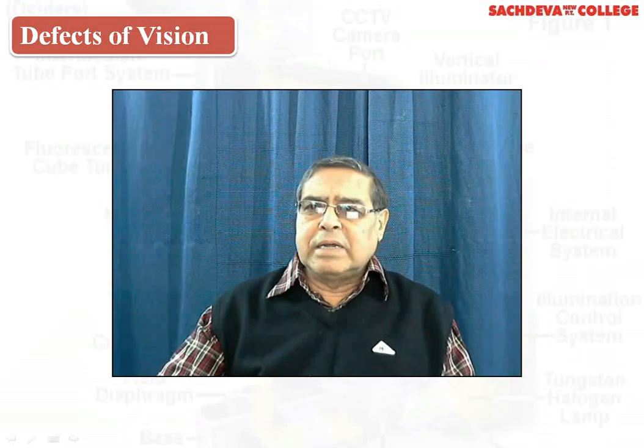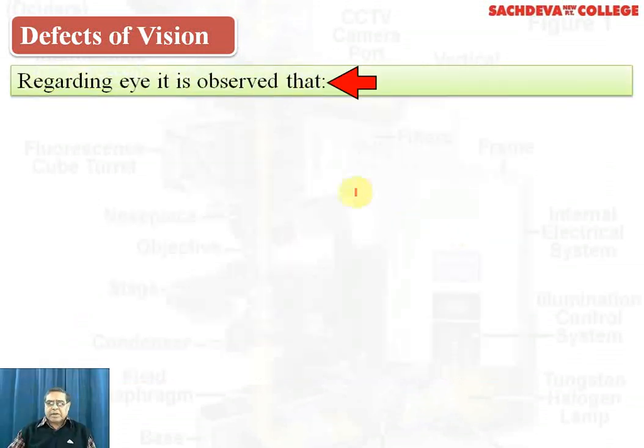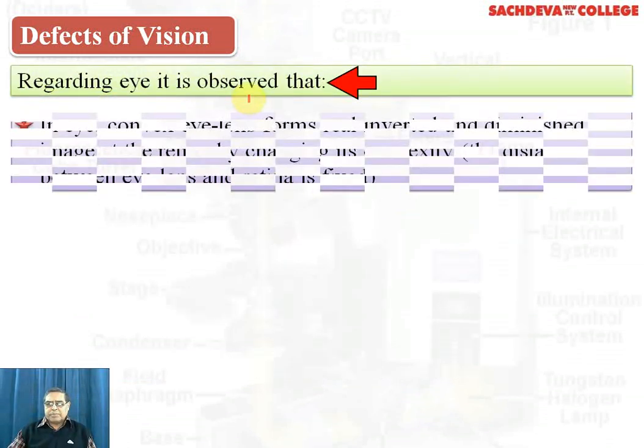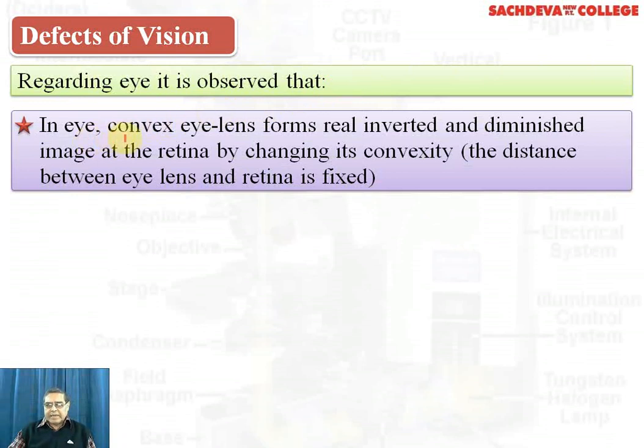Now we come to the main concept. Regarding the eye, it is observed that in the eye, the convex lens forms a real, inverted and diminished image at the retina by changing its convexity, that is, the distance between the eye lens and the retina is fixed and never changing.